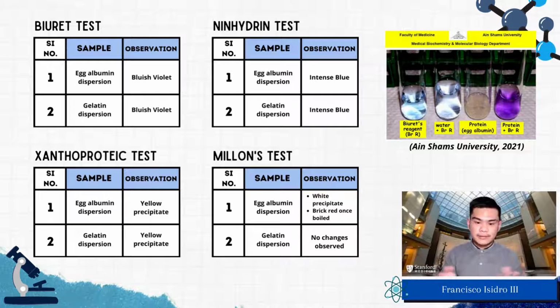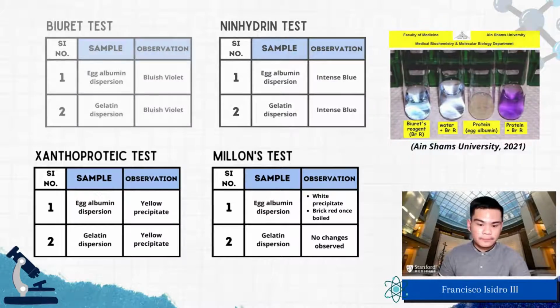For the Millon's test, the egg albumin dispersion first was able to form a white precipitate. Then once it was boiled, it was able to form a brick red hue. For the gelatin dispersion in the Millon's test, no changes were observed. In the image above me, we can see an actual image of a protein, egg albumin. I was able to retrieve this through Ain Shams University.